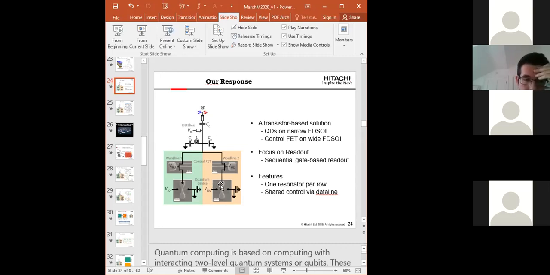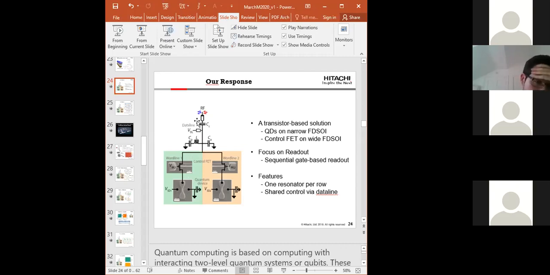But in principle, you have the flexibility to send data line voltage on demand to each quantum dot if you wanted to. Oh, okay. So this is also compatible then with the readout scale up as well. Yeah.